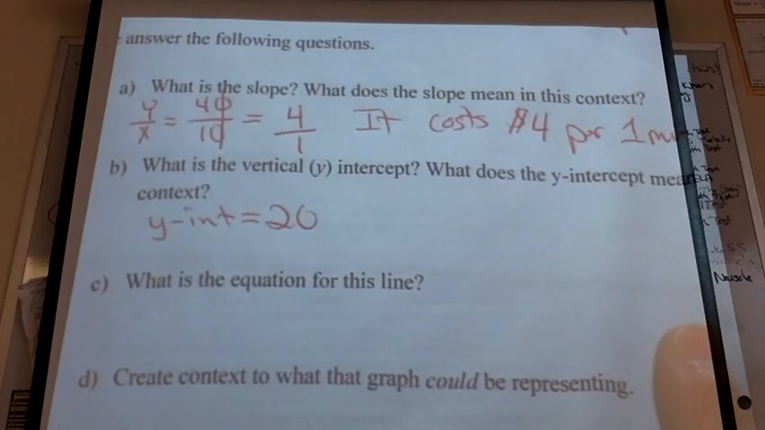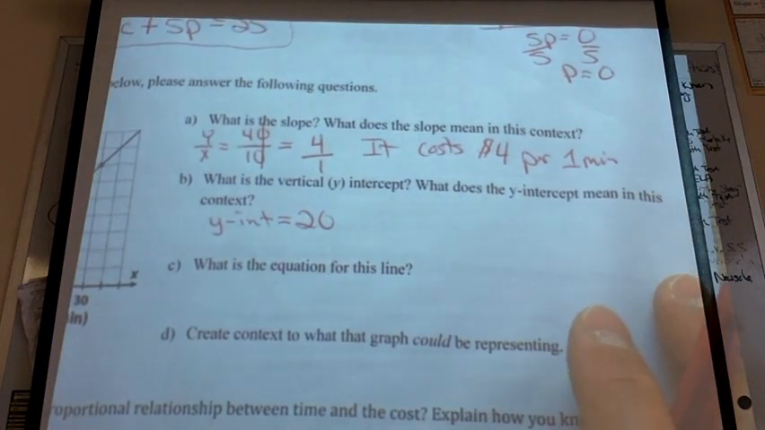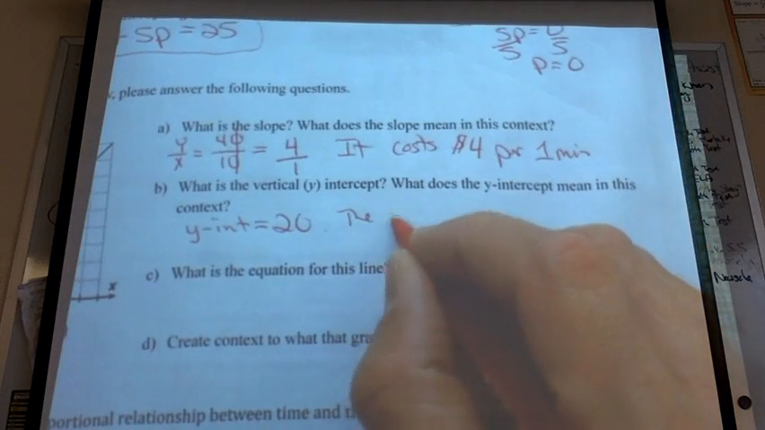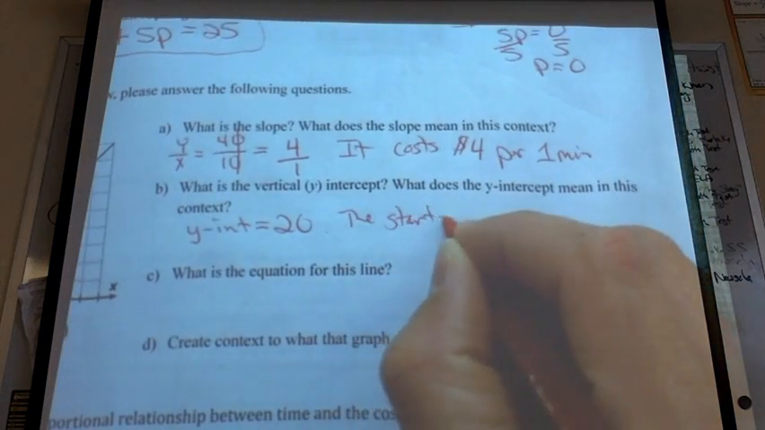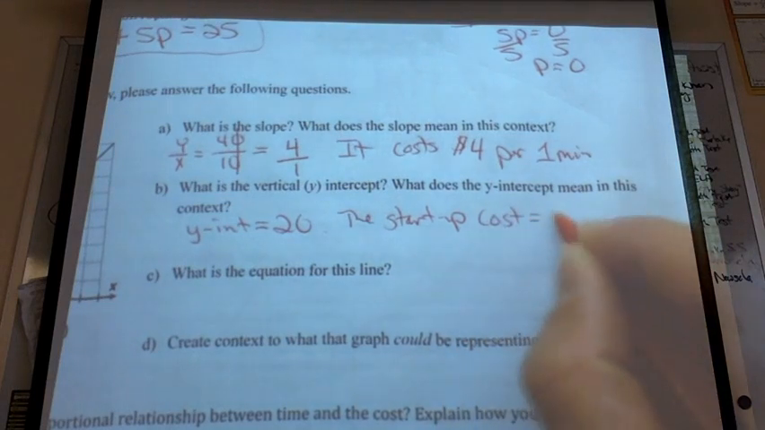And then they're asking, what does the y-intercept mean in this situation? You could say the startup cost equals $20.